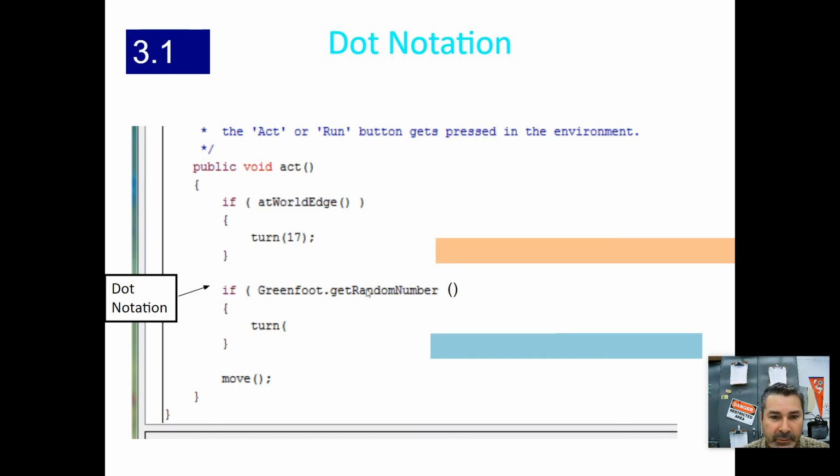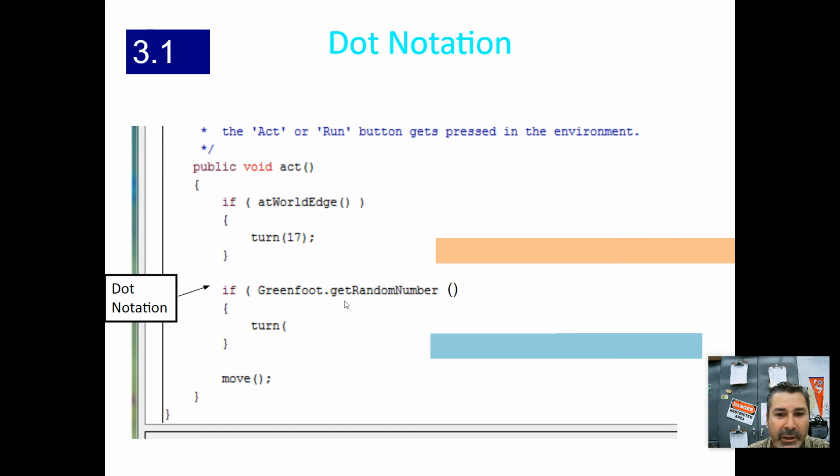So don't write this code yet, okay? We're not ready to write this code yet. Here's the code we already had: if at world edge, turn 17, and then move. And at some point, we're going to add this into our act method. This is the code that's going to get us some random movement, some random behavior. By the way, if you get out your handout, whenever you see the blue color, it means you're supposed to take these notes on the handout.